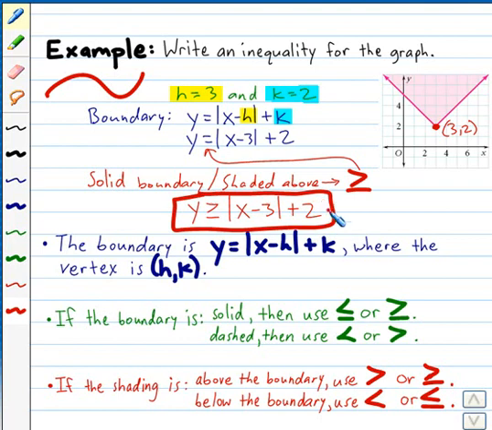And we're all set. Now remember the steps. Determine the vertex of the boundary using the ordered pair h, k for the vertex and substitute those values into y equals the absolute value of x minus h plus k. Then determine what inequality to use based on the type of boundary, either solid or dashed, and where the region is shaded, either above or below the boundary. If you follow this information, I'm sure you'll do a great job.